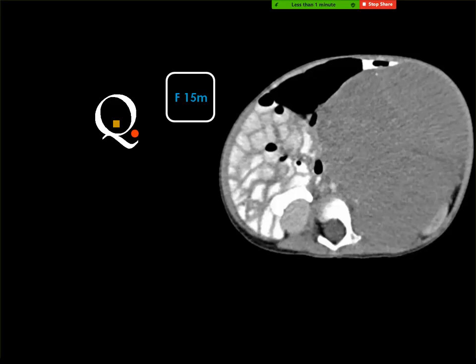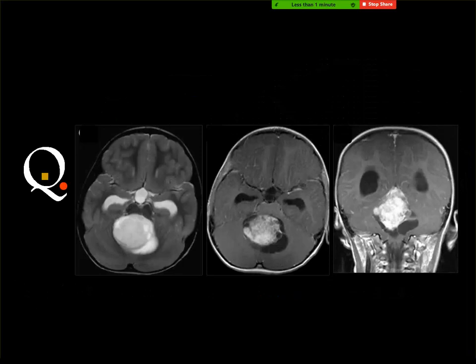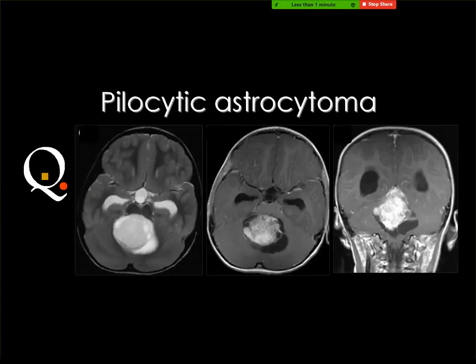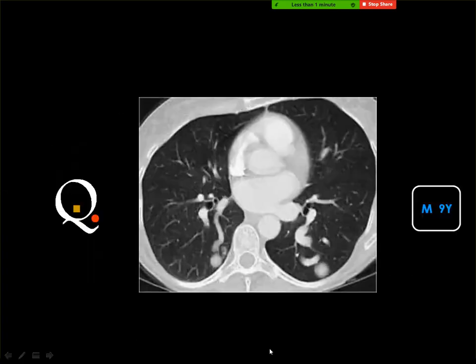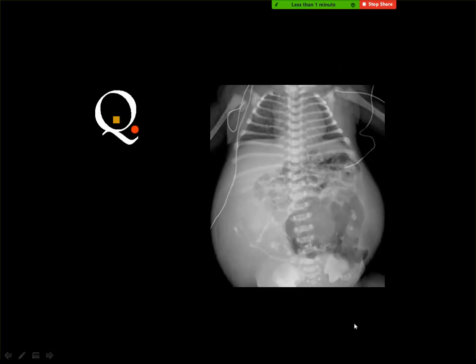Neuroblastoma. Yes, and you are right, neuroblastoma. Pilocytic astrocytoma. Yes, pilocytic astrocytoma, a cyst with an enhancing mural nodule. Again, bilateral pulmonary arteriovenous malformations.